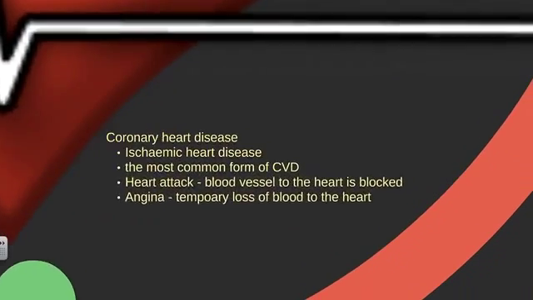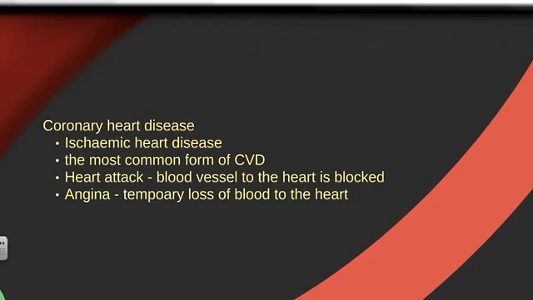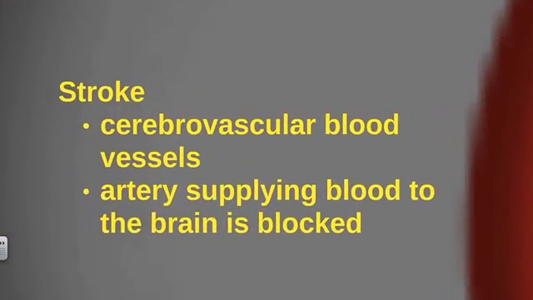Now the main types of cardiovascular diseases are coronary heart disease, stroke, atherosclerosis, and also congenital heart disease, and I'm going to have a brief look at each of those right now. So coronary heart disease is also termed ischemic heart disease, and that's quite a common multiple choice question, and it's the most common of all CVDs, and it often ends up in severe heart attack, where blood flow through the vessels to the heart is actually blocked. Lesser in seriousness is angina, which is temporary loss of blood flow to the heart.